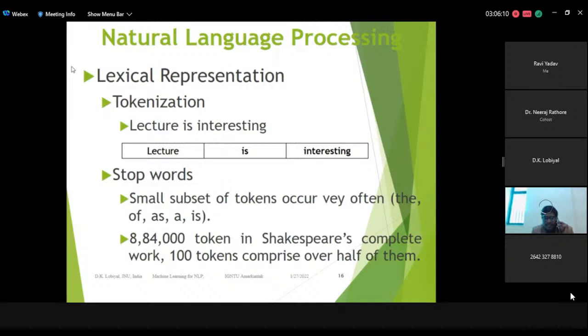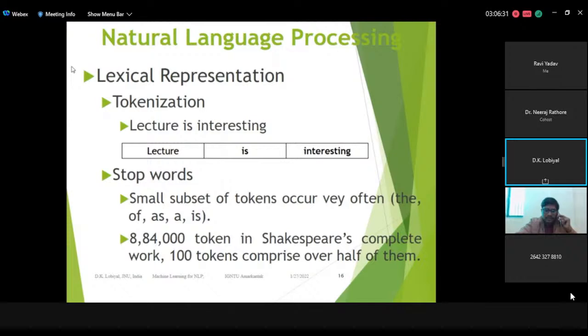The lexical representation takes you towards dividing into tokens. Like, lecture is interesting. If I say previous lecture, that means lecture is one token, is is another token, interesting is another token. That has to be done in the lexical representation.